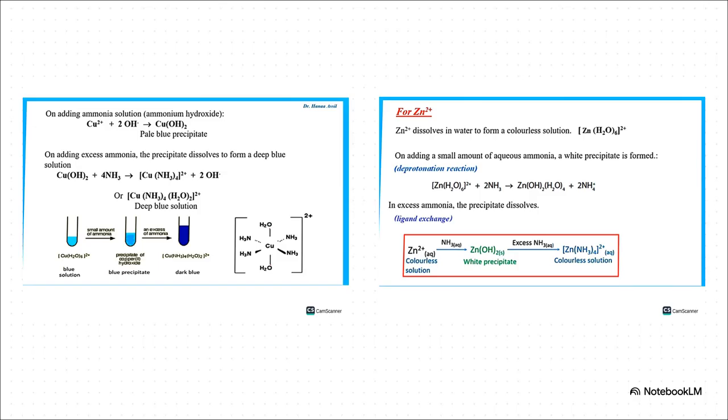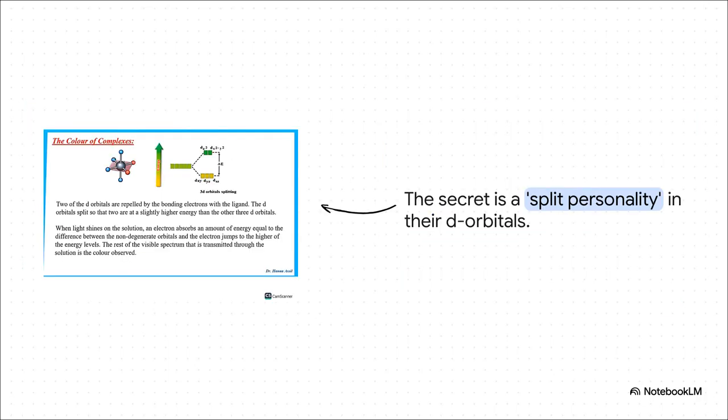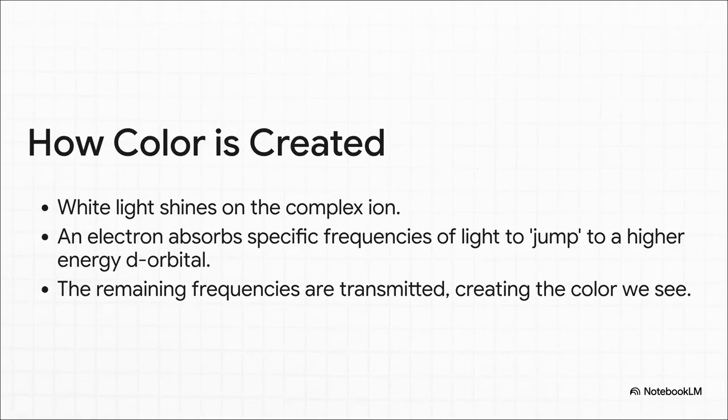The answer is hiding in those d orbitals. So here's the secret. When other molecules, which we call ligands, get close to a transition metal ion, they kind of mess with its d orbitals. They cause the 5 d orbitals, which are normally all at the same energy level, to split into two different levels. You can think of it like creating a low-energy ground floor and a high-energy top floor. And this energy split is everything when it comes to color.